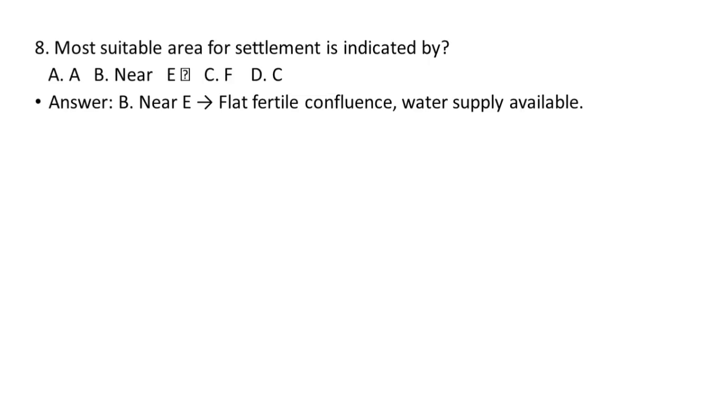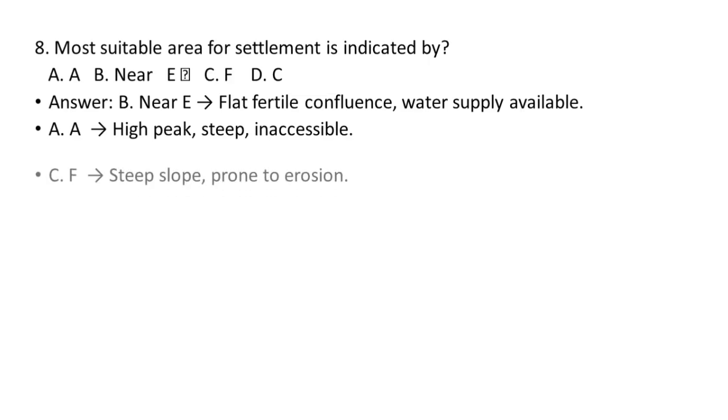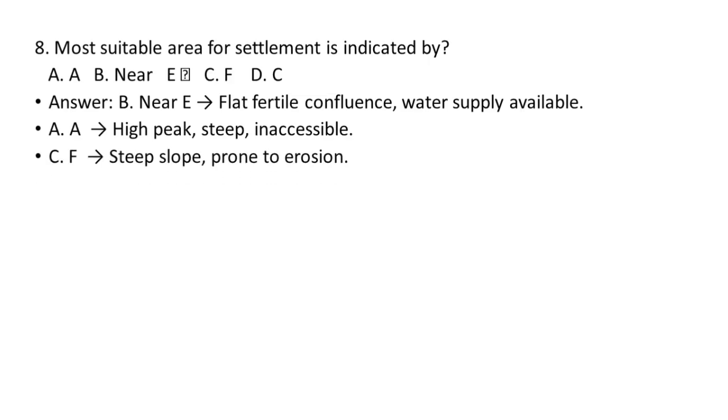Point A is high peak. Steep is inaccessible. Why? Because there is erosion. Okay. Point F is steep slope. This is again prone to erosion. Point C is narrow ridge, which is unstable.